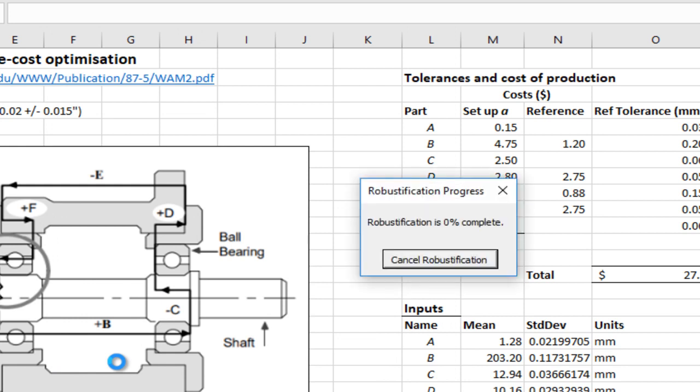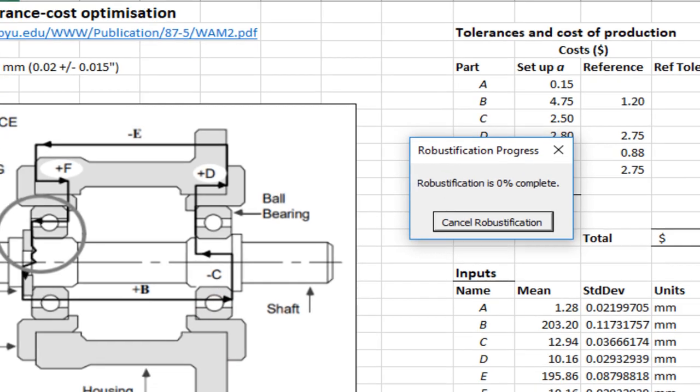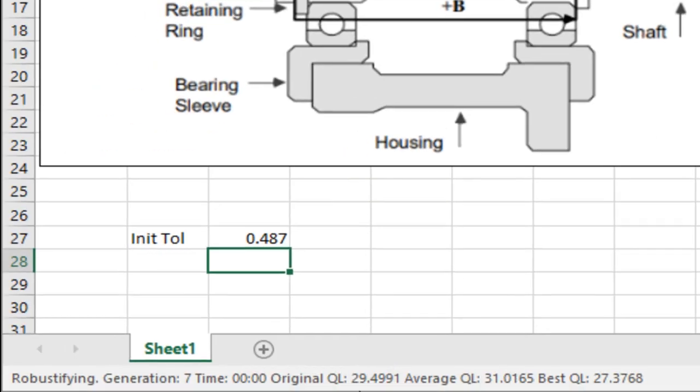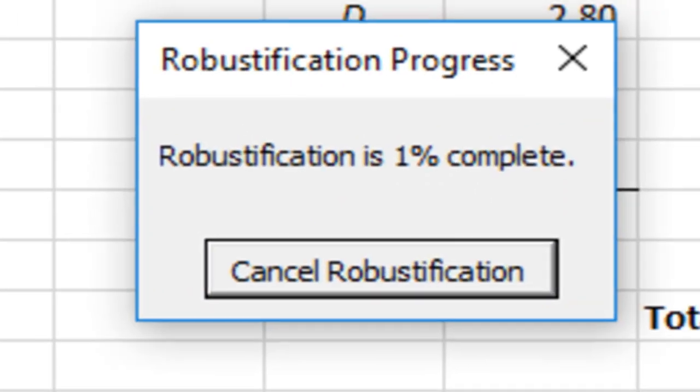You might be interested in seeing this start off. As you can see, the original cost, if you had poor quality, was $29 and just under 50 cents. Already we have found a more cost-effective design down around the $27 mark, so that's good. We're off to a good start there. But this is going to be running for about half an hour and you don't want to watch that. So what will happen is I will pause the video and then we will come back afterwards and we'll see what we've got at the end.